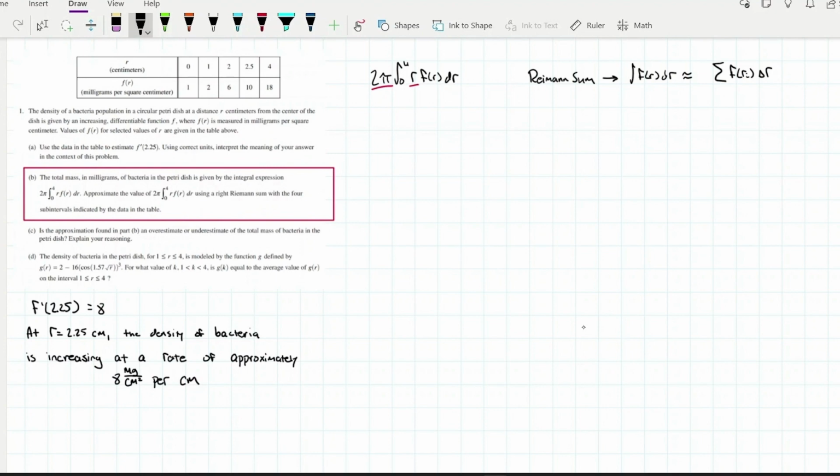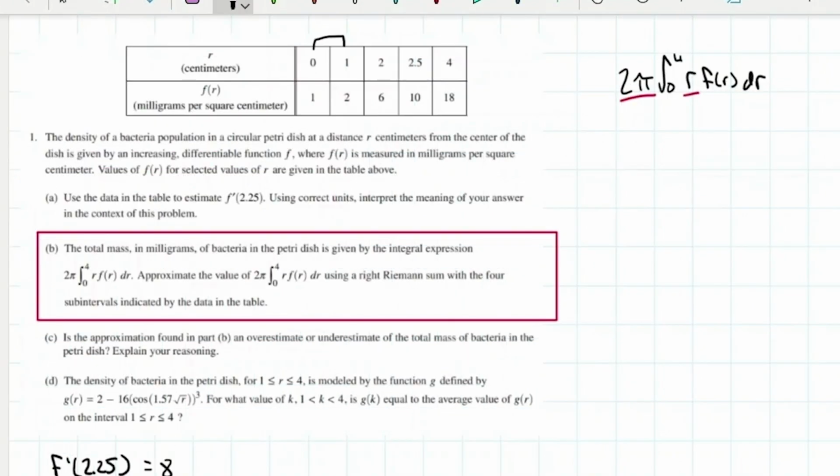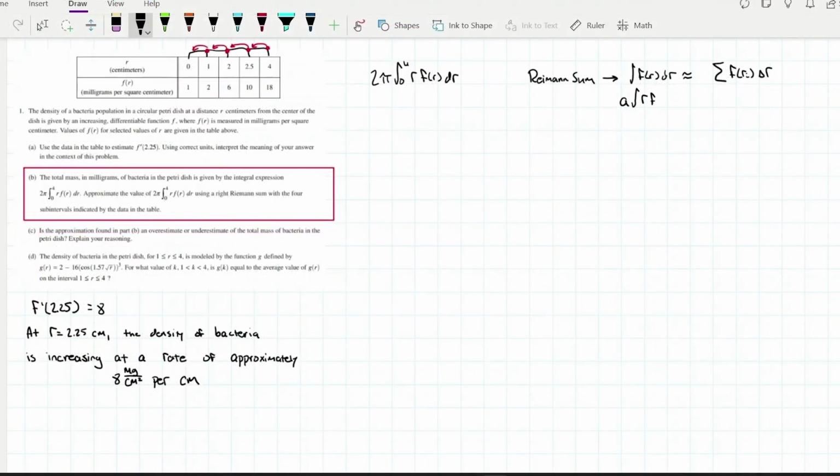But first, let me try to show visually what a right Riemann sum is. A right Riemann sum means that each data point will represent the right side of the rectangle, and the delta r will be between it and the preceding point. Let's get back to the formula for the Riemann sum, and now include the constant and the additional r value.